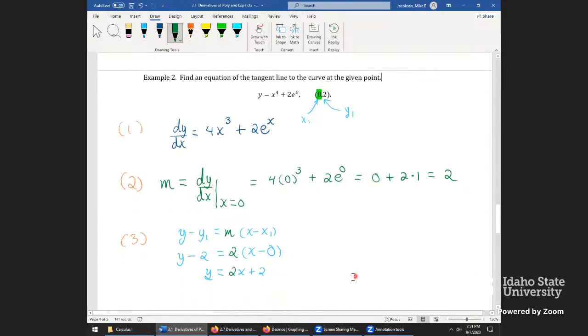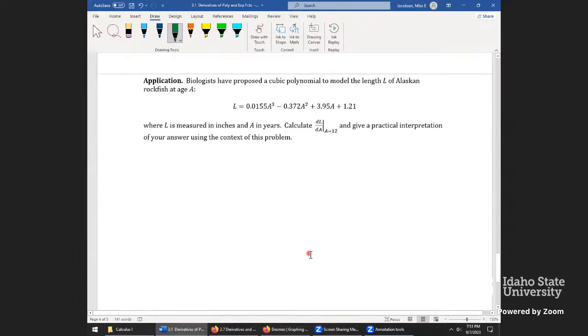Okay, well, let's go to our application for the day. This one I stole right out of our book. I think it might be in chapter 3 somewhere. I might come back in chapter 4. But here's what the context is telling us. They say biologists have proposed a cubic polynomial, cubic because the power there is 3, to model the length L of an Alaskan rockfish at age A. So some Alaskan fish, the rockfish, you can use this as a model for how long it's going to be, its length, and I believe they said inches, based on how old it is. A might be 10, 12, something like that.